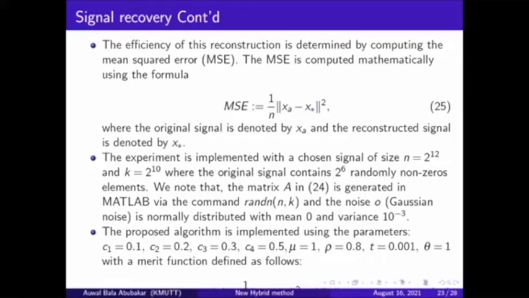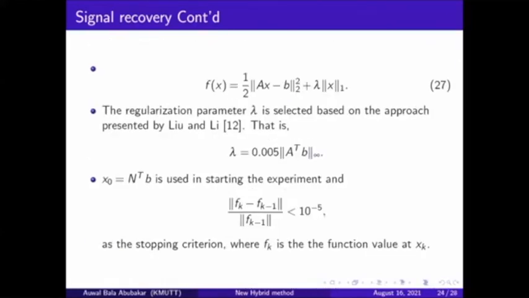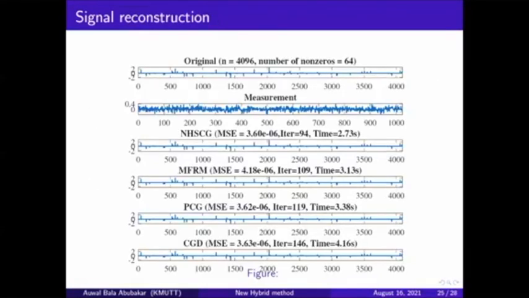The merit function considered is given by 27, and the regularization parameter lambda is chosen similar to that of Liu and Li, which is given by 0.05 times the infinity norm of A transpose b. The initial point starts at A transpose b, which is used in starting the experiment, and the experiment is terminated when this inequality holds. So this is the figure for the signal recovery.